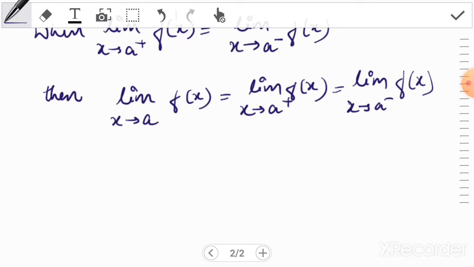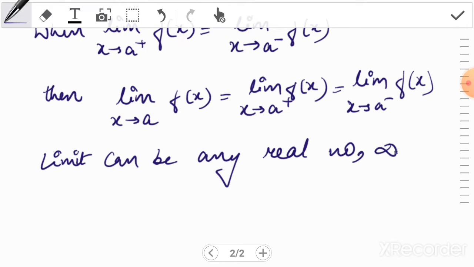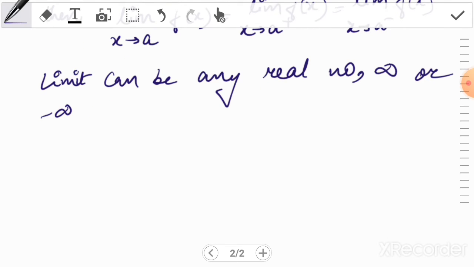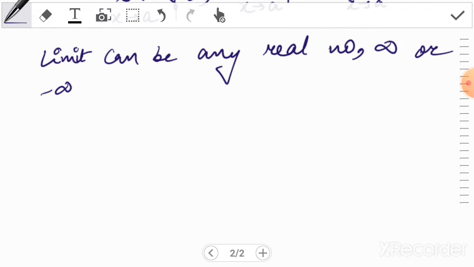So limit of a function can be any real number. Limit can be any real number, infinity or minus infinity. So infinity or minus infinity are also allowed values for limit of a function. Yes. So let us see this with an example.